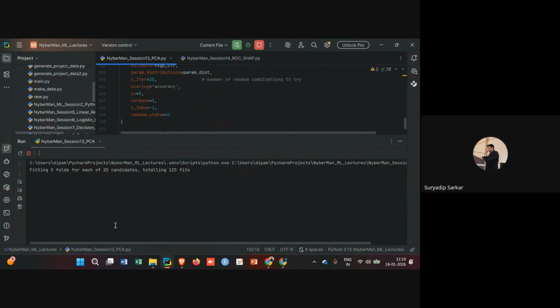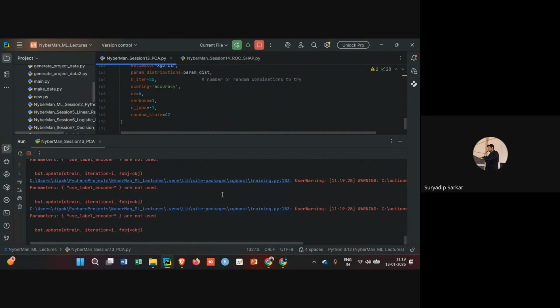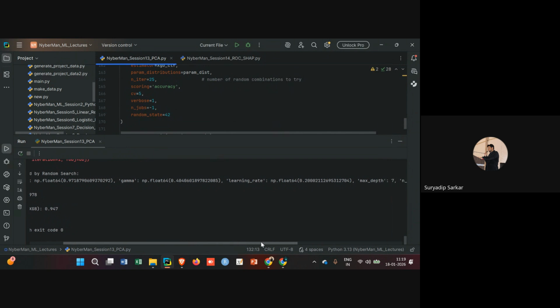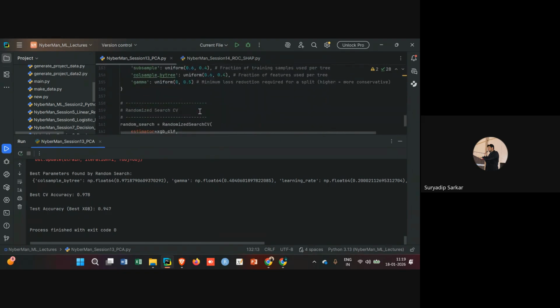So yeah, it is fitting. Don't worry, these are all warnings. You can see here that the best parameters were these. We won't go into them, we already know what these are. You're just seeing np.float64 because these are all floating point numbers. That is the only thing. So these are the best parameters.